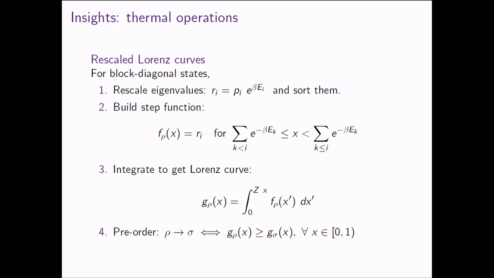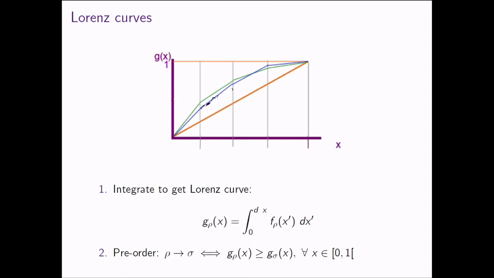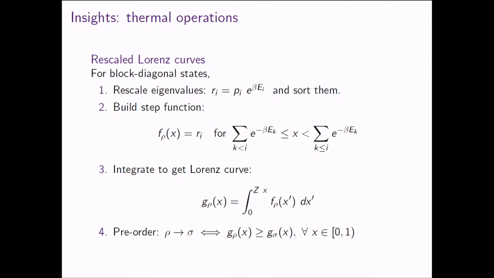Then you build your step function again, where this term here just means that you stretch the x-axis such that in the end the function has boundaries going from 1 here all the way up to 1 here, okay? This is just so that it's easier to compare systems of different sizes, for example, or states of different systems. So you rescale, you build a step function, you integrate, you get a Lorenz curve, just like the other one.